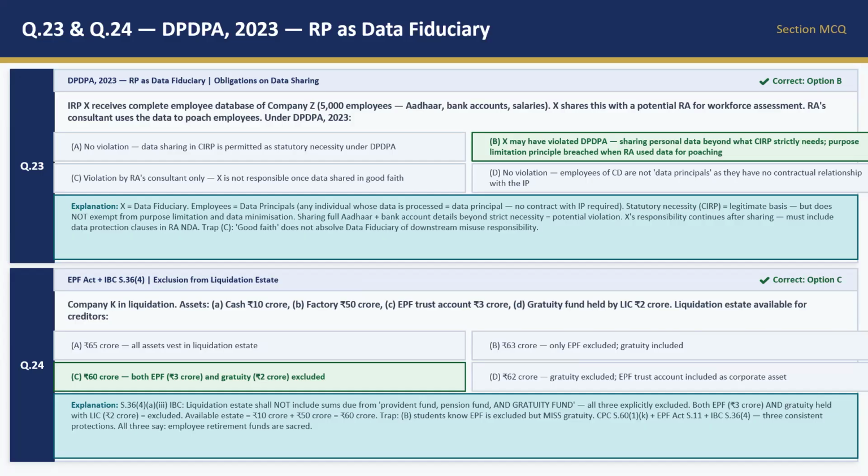Employee यहाँ पर कौन है? Data principals. ठीक है, any individual whose data is processed is data principal. ठीक है, and no contract with IP is required. Statutory necessity क्या है? It is for legitimate basis only, but does not exempt from purpose limitation and data minimization.